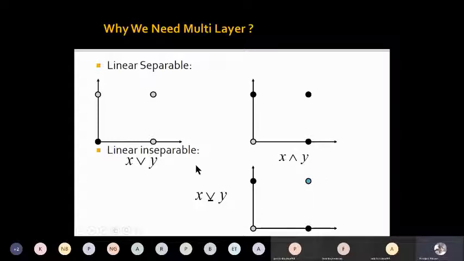So in the first case, I can draw a straight line which separates the grays from the black. And in the second case also, I can draw a straight line which separates the grays from the black. But in the third case, I cannot draw a straight line separating the blacks from the grays. And this particular principle is known as linear separability. That means when I cannot draw a straight line to distinguish among different classes.